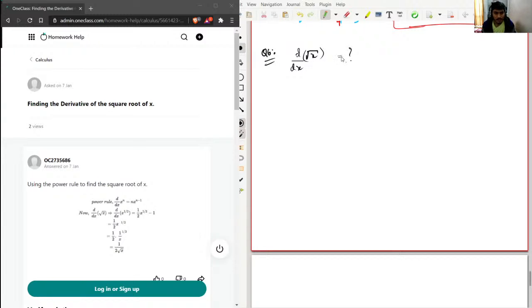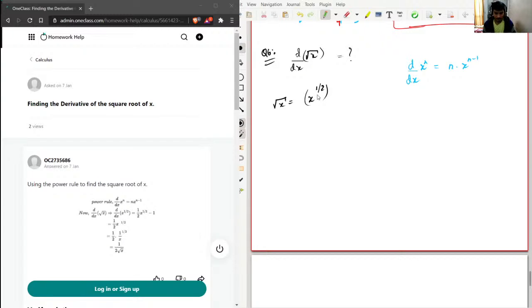Okay, so for this question, what we'll do, we'll use the power rule. So I'll just write the power rule of differentiation. So the power rule of differentiation says that d dx of x power n is n times x power n minus 1. Now, for our case, this square root of x can be written as x power 1 by 2.